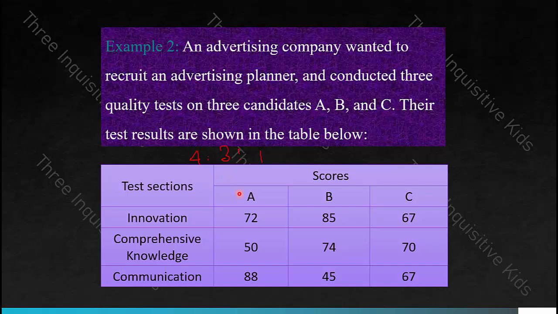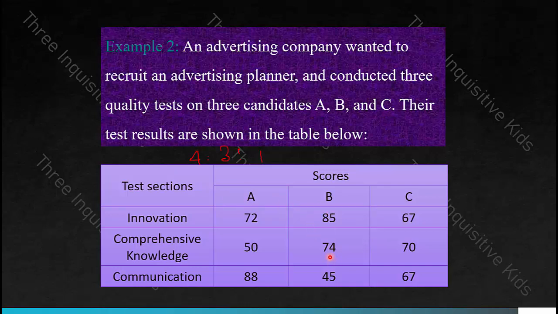But now let's look at B. And right now we're just looking at it. We're not doing any specific calculations, but you will learn how to do that after this. So let's look at B. Out of all of his or her scores, 85 was the highest. 85 is really well. And B is lucky because he got an 85 on innovation, which is worth 4. So that has a big ratio.